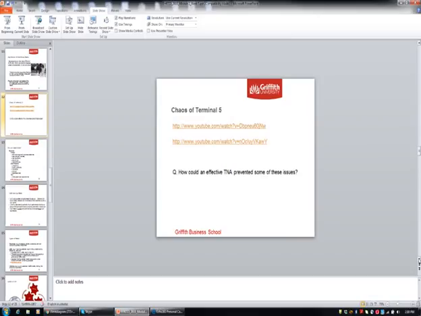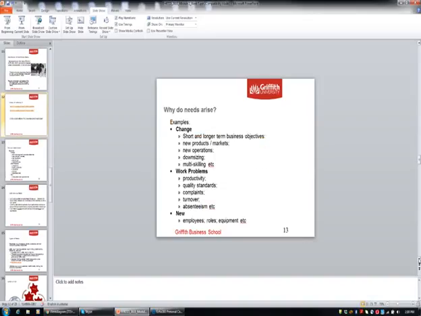And it just gives an insight into how things can go so wrong in such an expensive project. So for most of us, we deal with smaller projects, but that initial stage is still really important. So needs arise because of change, short and longer term business objectives. In the case of Terminal 5, British Airways decided that they needed to be more effective, more efficient, and able to deal with more people, and so that's why this whole upgrade took place.